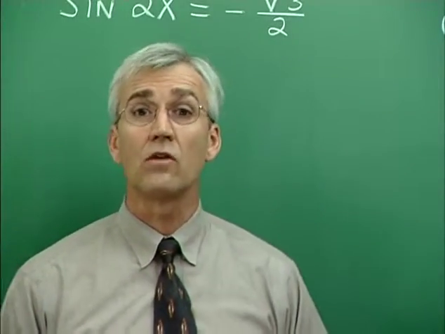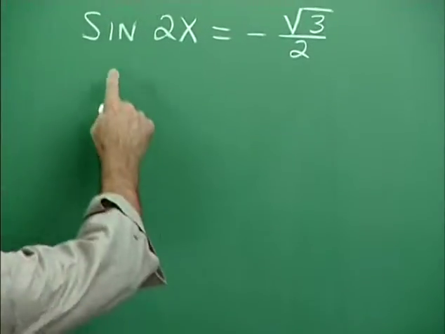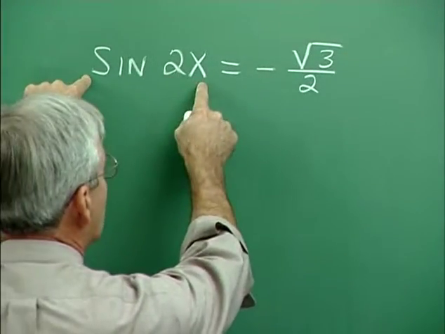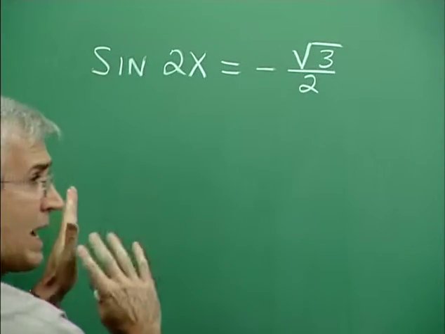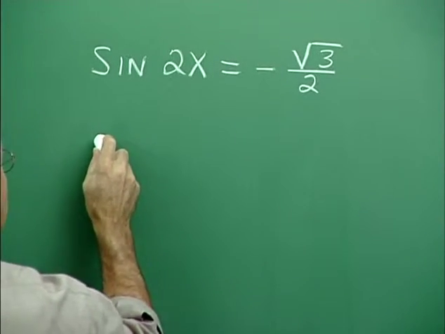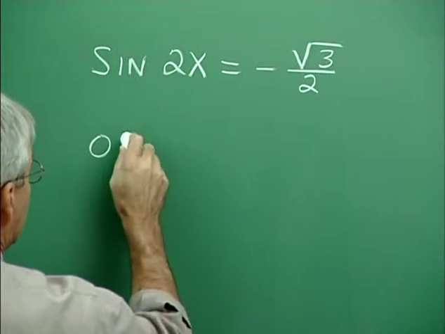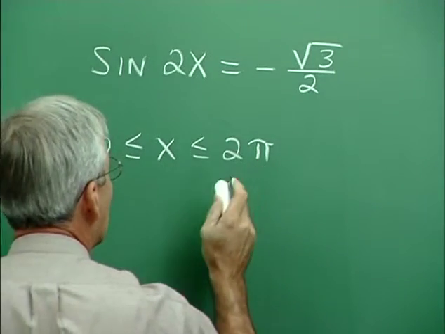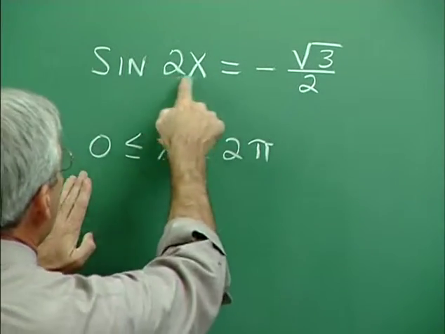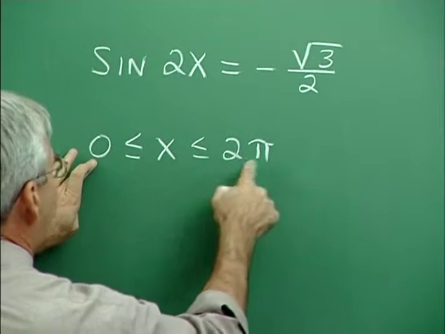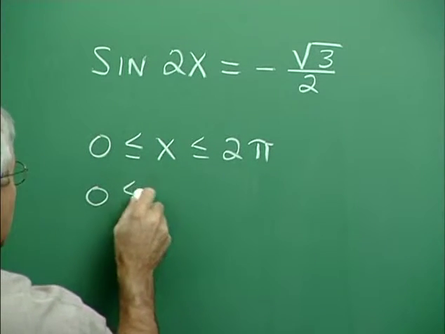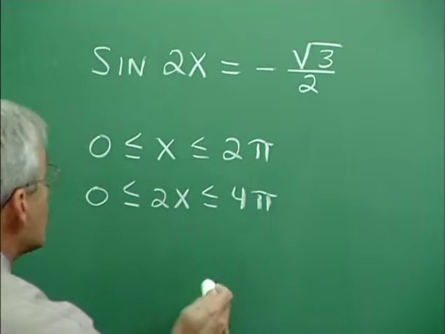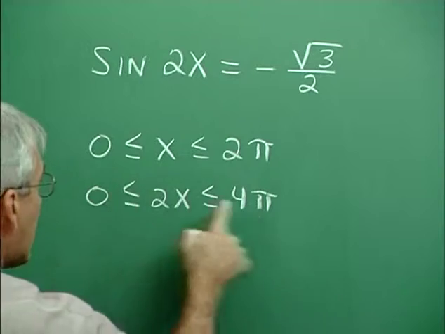This next equation involves a new twist, and the new twist is that this is sine 2x equals some value over here. Now notice 2x. If we are restricting the domain for x, that is, if we're saying that x is between 0 and 2 pi, that is, 0 is less than or equal to x and x is less than or equal to 2 pi, then what is the domain for 2x? Well, let's see. If I multiply by 2 in all three parts here, I have this. So the 2x is between 0 and 4 pi.